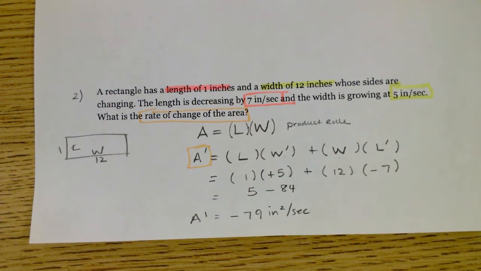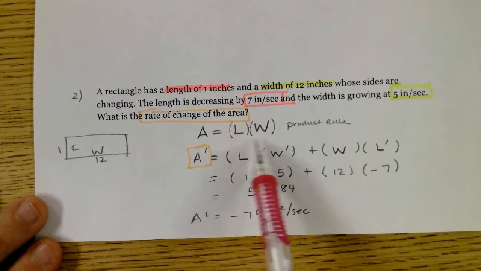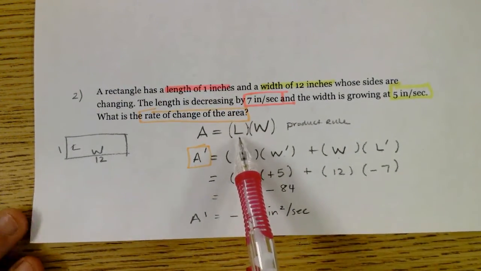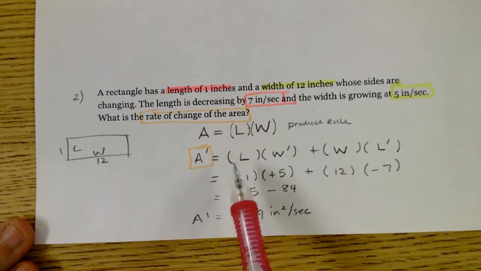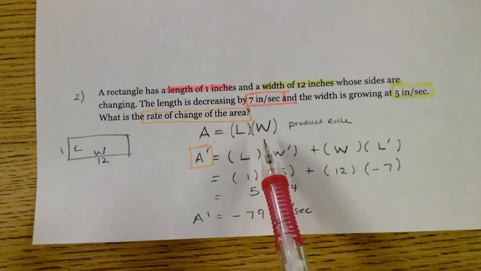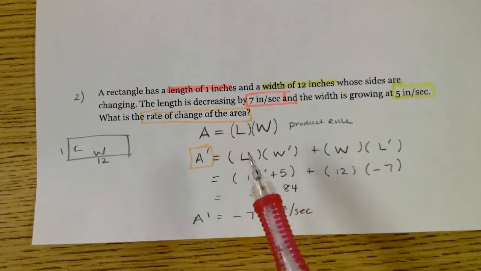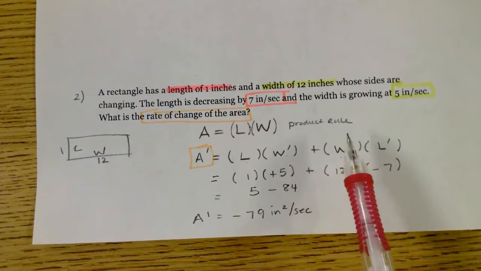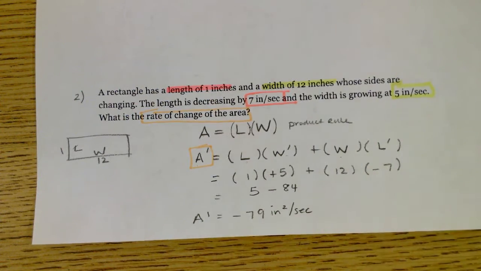Any questions on that? Does it make sense? The tricky part is just because we're taking the derivative of L and W doesn't mean it's L prime times W prime. You have to recognize that I'm asking you to do the derivative of L times W, which is the product rule. So you still have all those derivative rules coming into play.